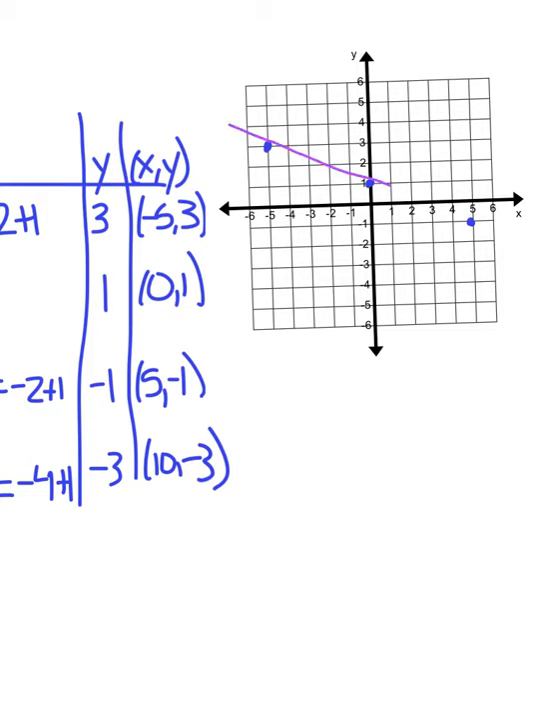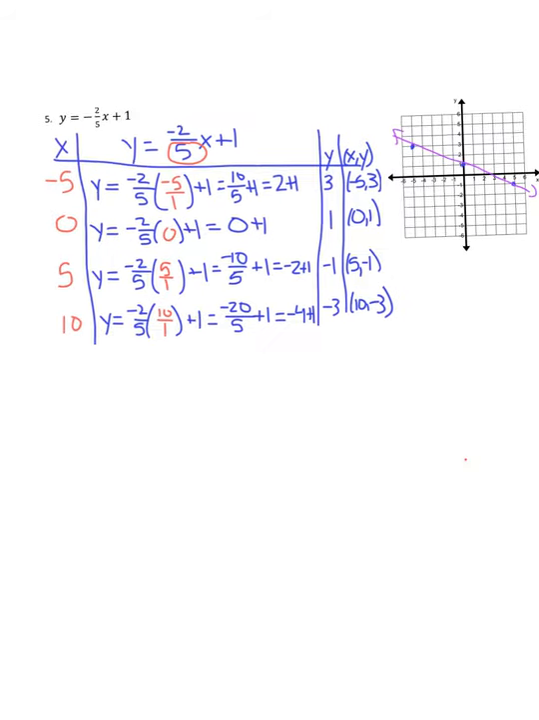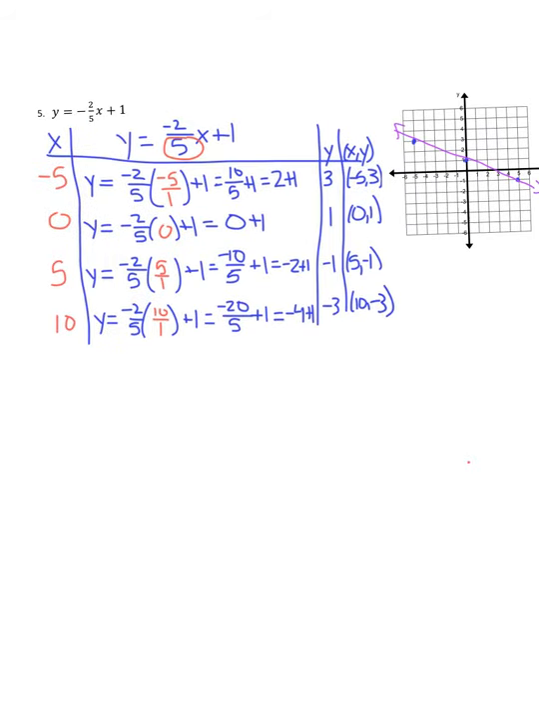So let's go ahead and sketch this line. Arrows on the top and bottom. There it goes. All right, so this is the line y equals negative 2/5 x plus 1. That is graphing from a table of values.